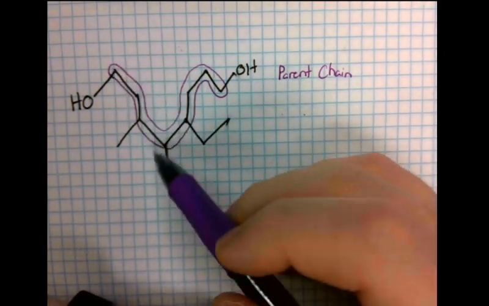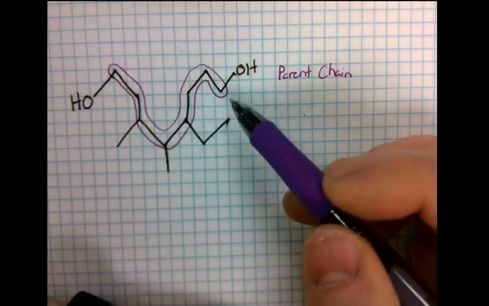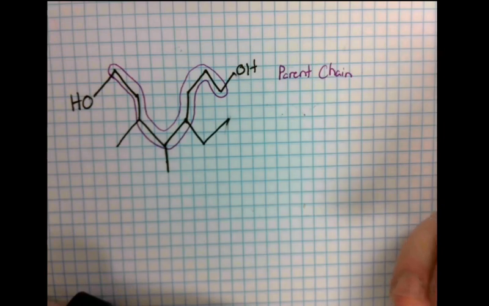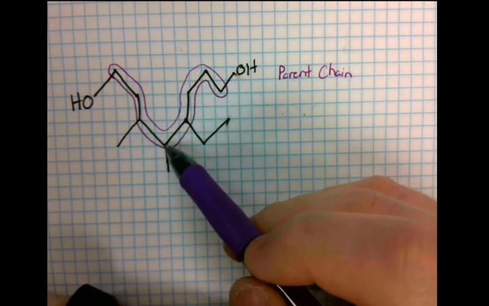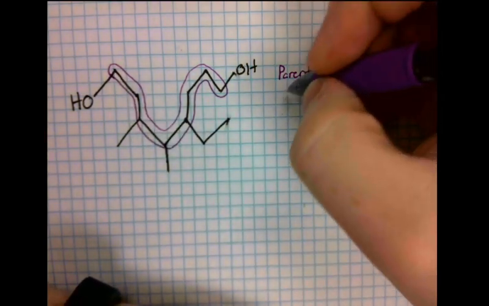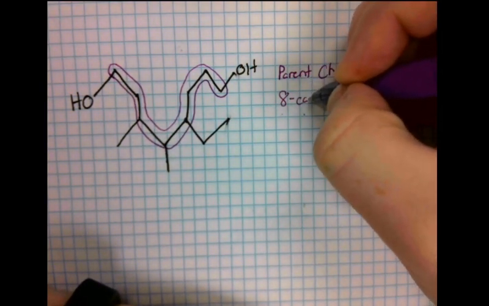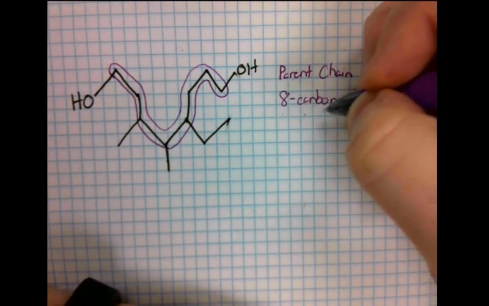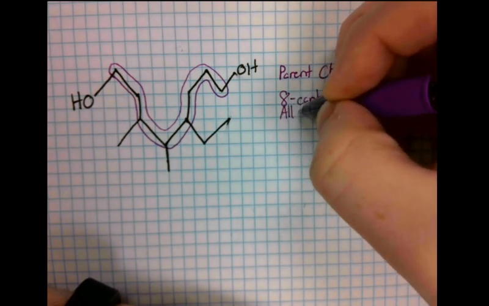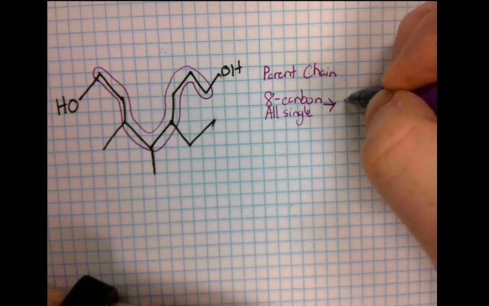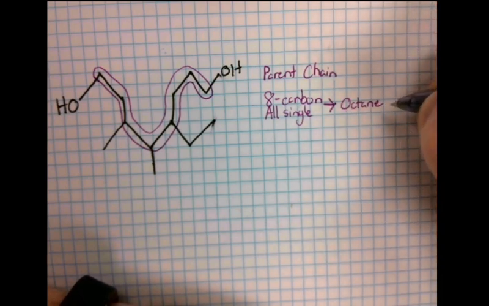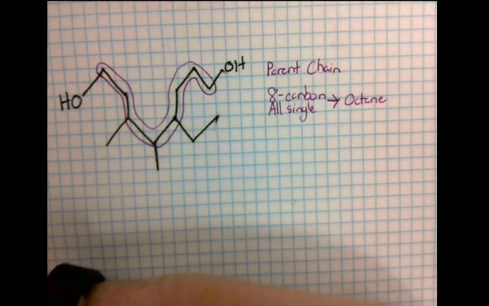This is also a good thing for me to have you do on a test, by the way: give you a big molecule and ask you to just identify the parent chain. So on this one, we've got 1, 2, 3, 4, 5, 6, 7, 8 carbons, and there are all single bonds. So that is going to be octane. So our parent chain, our parent group, is octane.